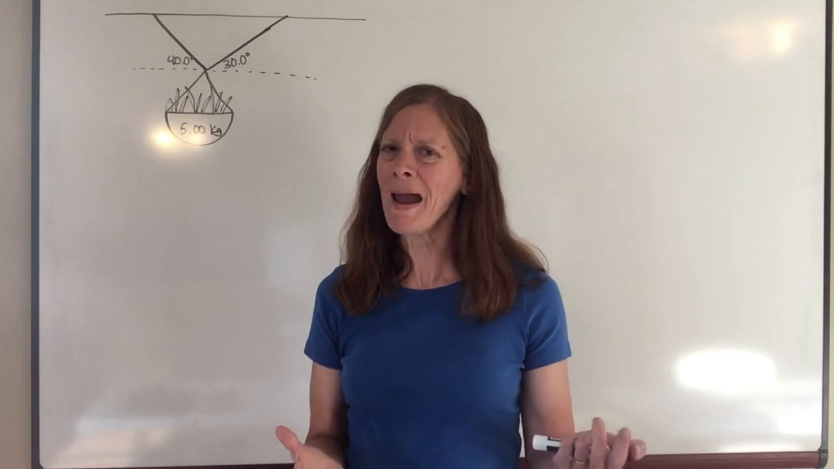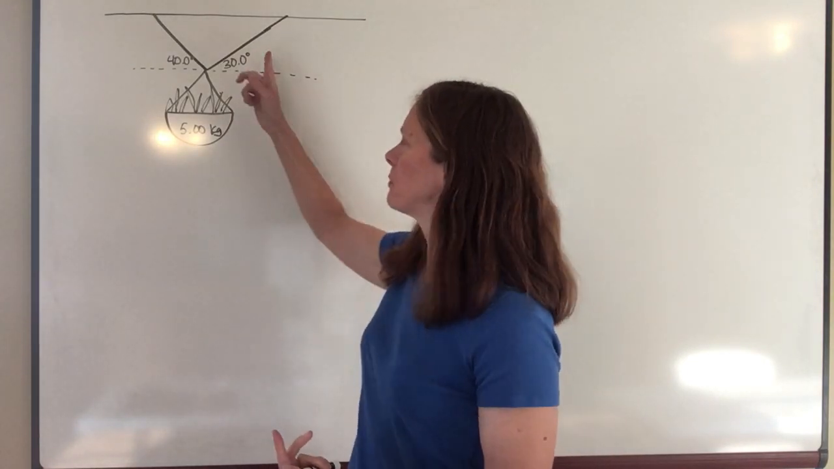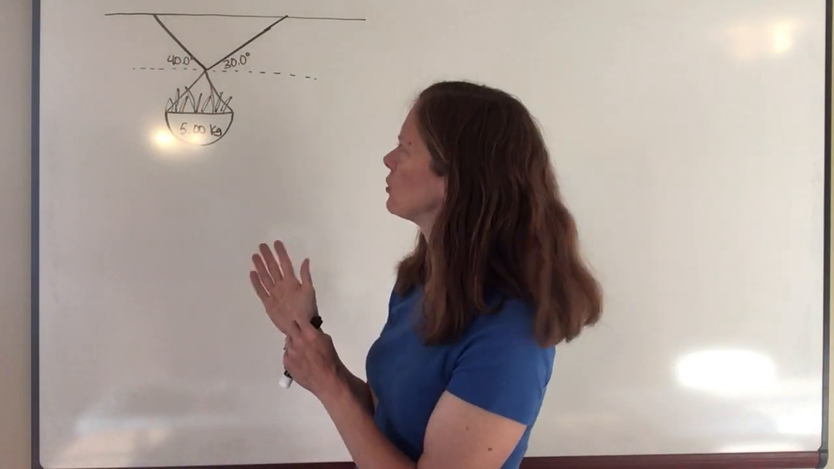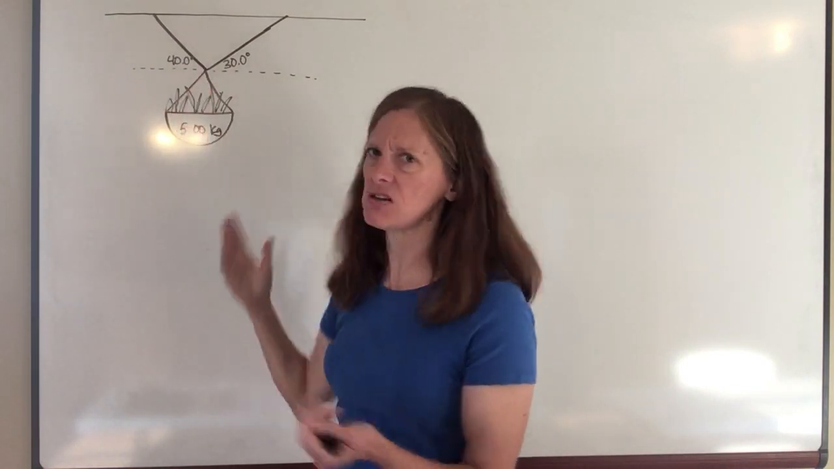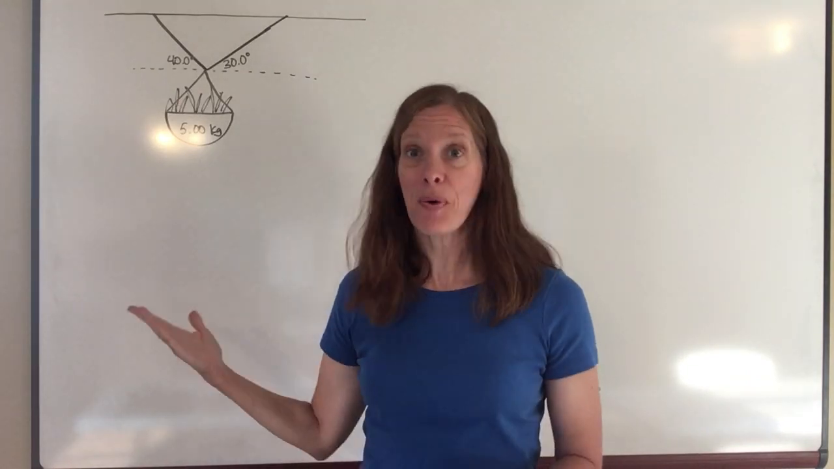Now, I have to say, if I was going to hang a flower pot from my ceiling, I would want both of those angles to be the same because I'd want it to be nice and even. And I can't figure out why someone would hang a flower pot with the strings at two different angles. But I didn't hang the flower pot, I'm just working the problem, right?